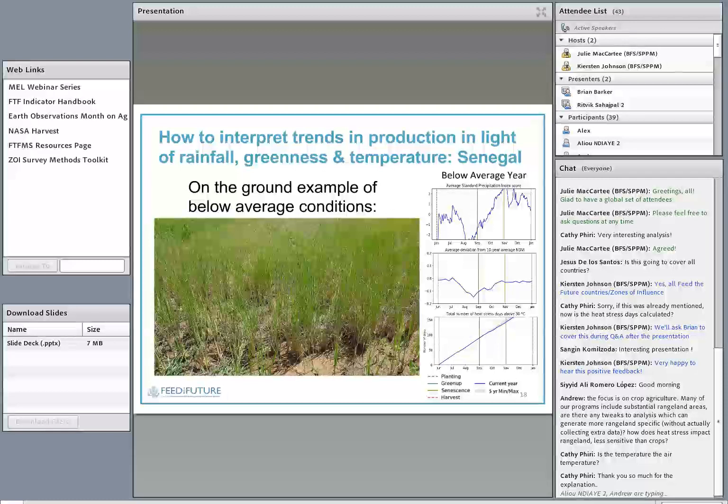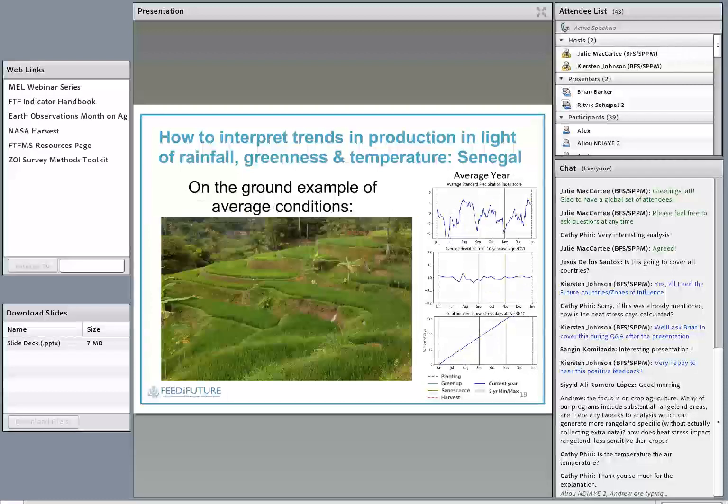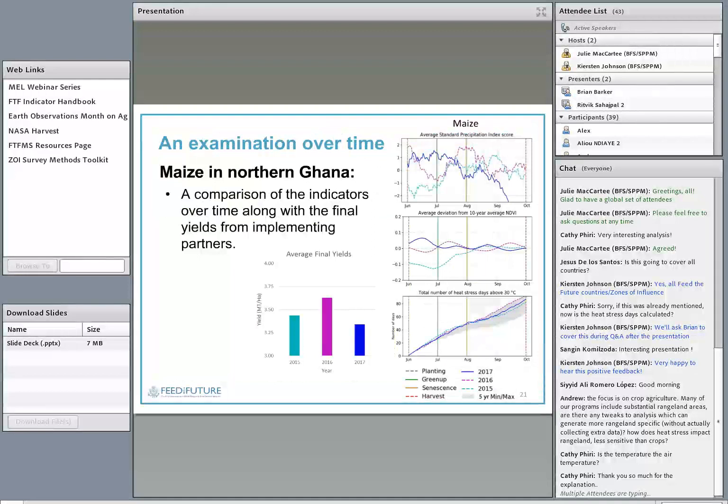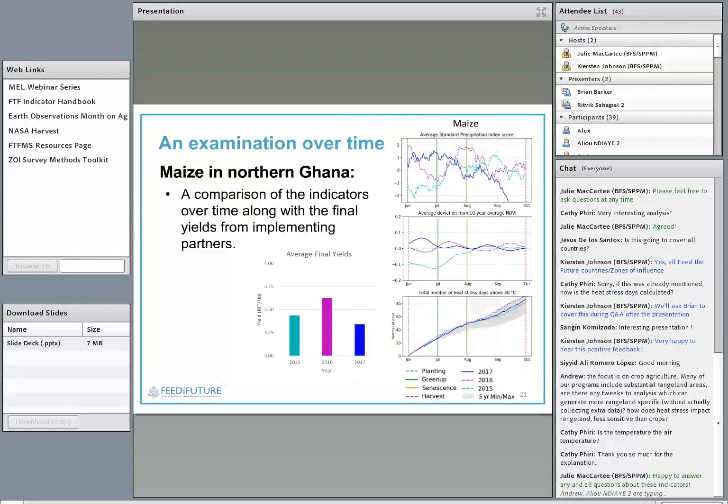Thank you very much. Okay, moving on. Looking at the average year, you can see the crops are doing decently well here, particularly in this paddy area. And then actually quite a good year, seeing quite decent yields. There we go.